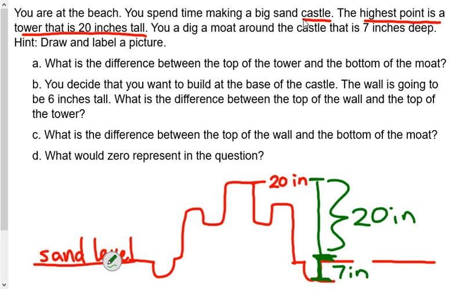So now, what is the difference between the top of the tower and the bottom of the moat? So that distance is actually going to be from the top of the tower here to here, the bottom of the moat. Well, if you notice, that distance is 20 inches and another 7 inches. So that distance is going to be 20 plus 7, which is 27 inches.